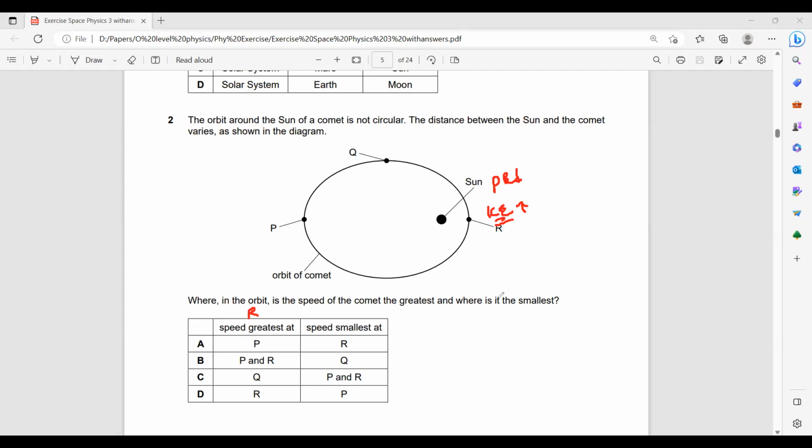And at which position will it have the smallest speed? When it is far, the potential energy will be maximum and the kinetic energy will be minimum. So the comet will move at a slower speed. That's why not C, D will be the right answer. So R and P.